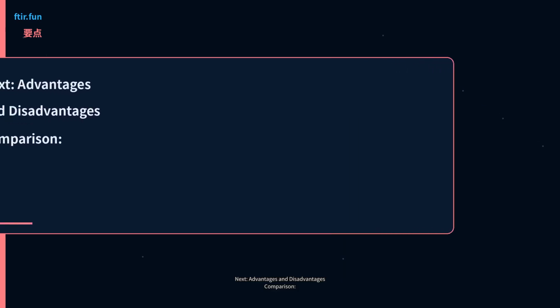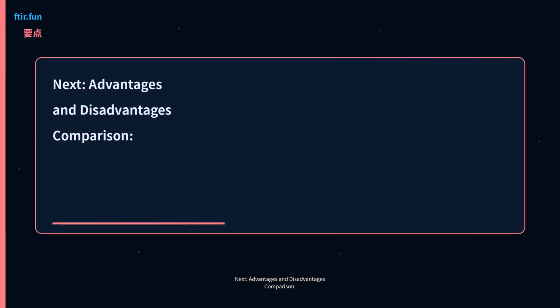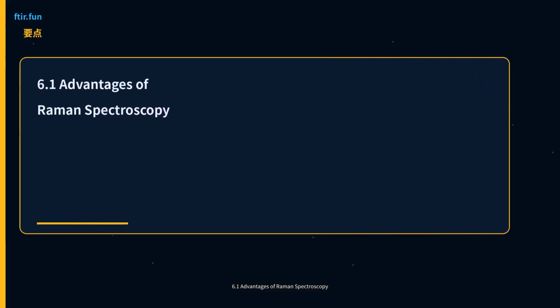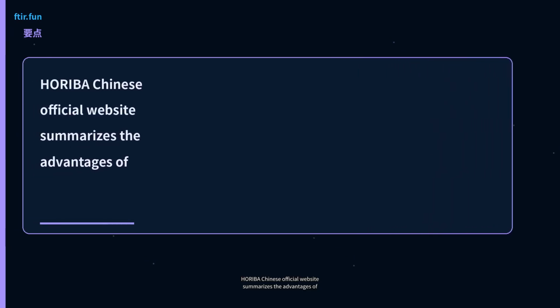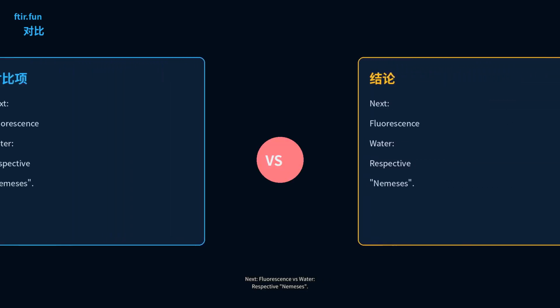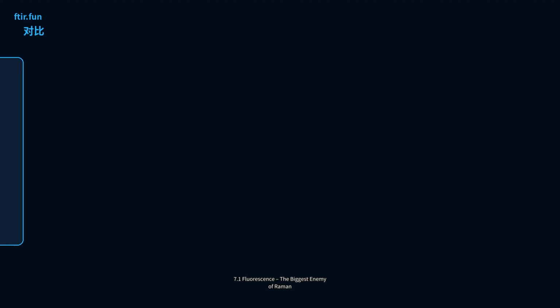Next, advantages and disadvantages comparison. Each has its strength. 6.1 Advantages of Raman spectroscopy. The Horiba Chinese official website summarizes the advantages of Raman. Next, fluorescence vs water, respective nemesis.